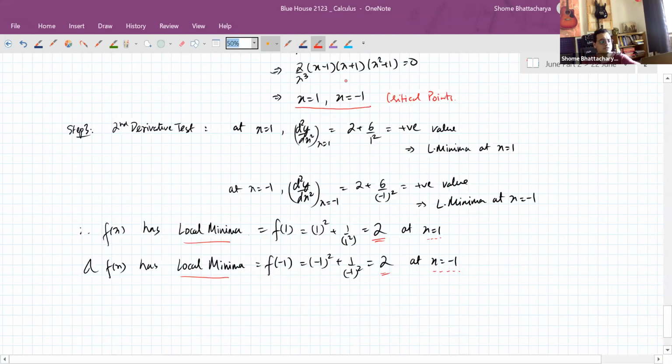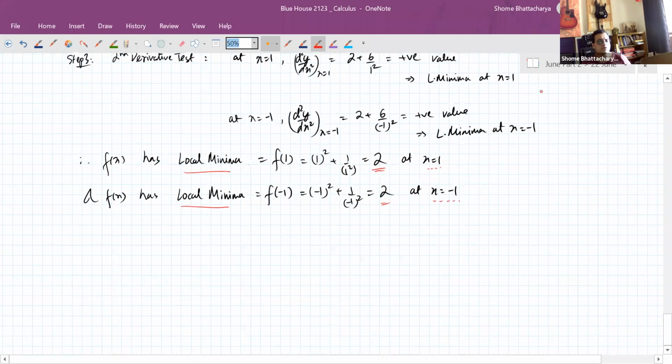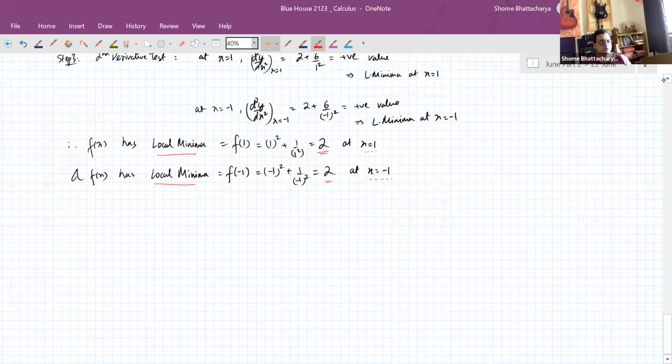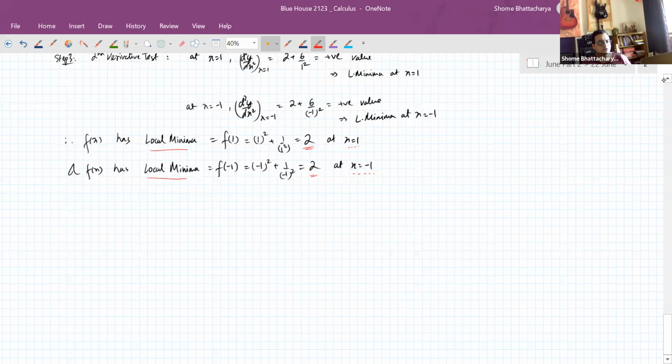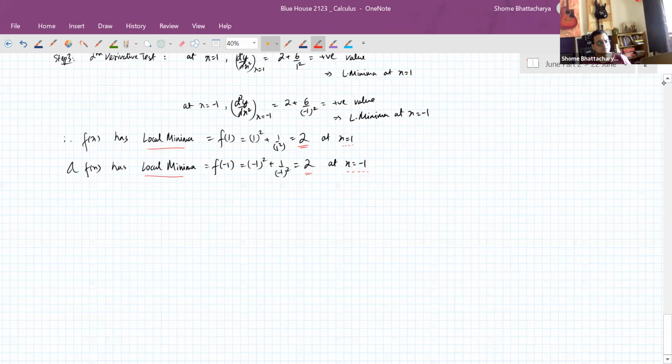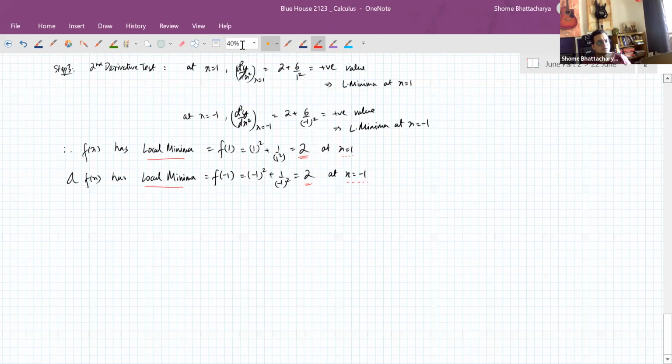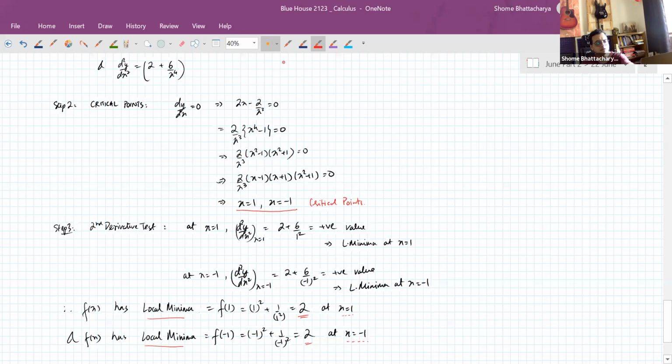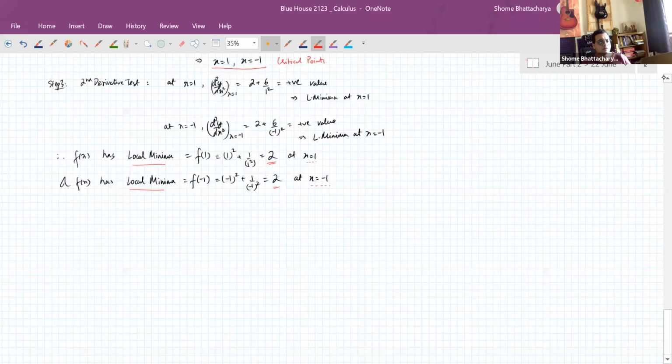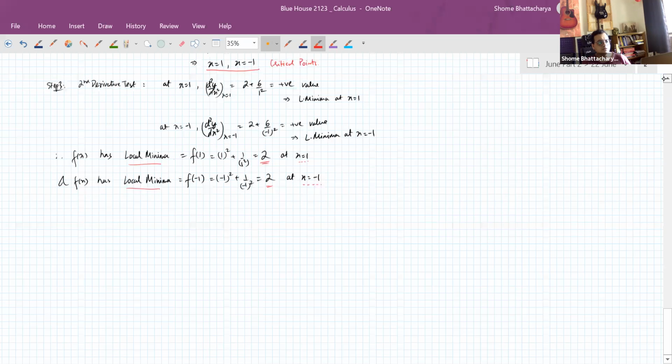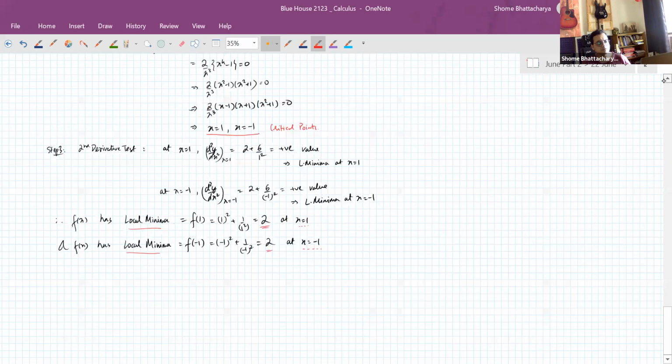So as far as this question is concerned, the analysis is over. What the question asked is to find local maxima and minima. Now based on this, what we can say is that for this function, there is only local minima, there is no local maxima. And the value of the local minima is equal to 2 at both the critical points.